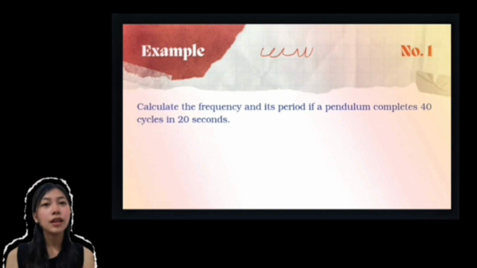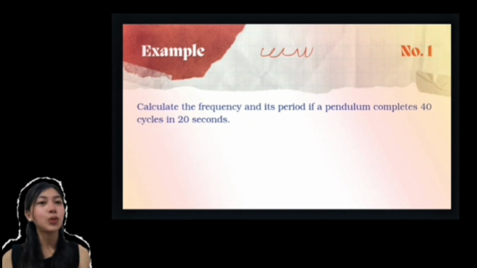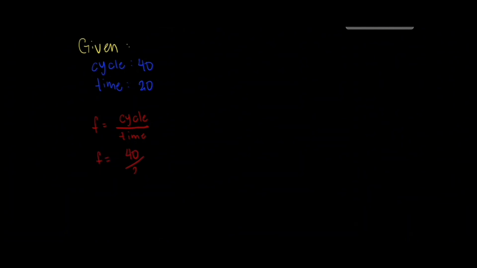Here are the equations. To better understand the topic, here is an example. Calculate the frequency and its period if a pendulum completes 40 cycles in 20 seconds. Let us first identify the given. We have a cycle that is equal to 40 and a time that is equal to 20. So since we are going to calculate the frequency and the period, let us first determine the frequency before we solve the period. So the formula is frequency is equal to cycle over time. And then substitute 40 and 20. Now we have the answer of 2.0 Hertz.